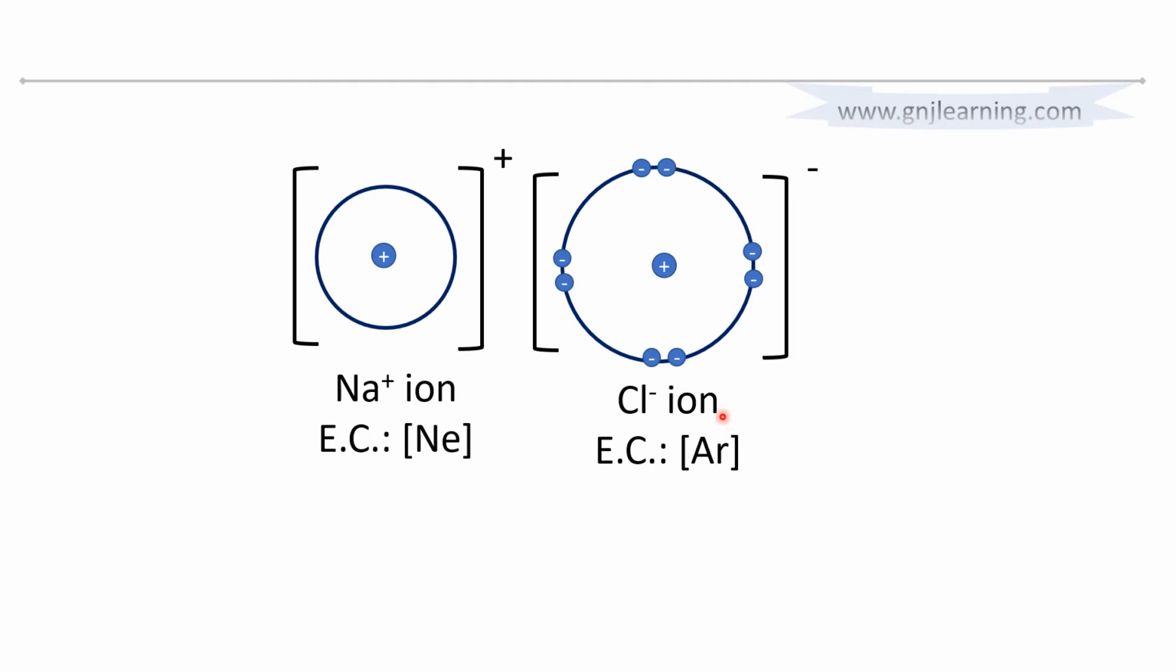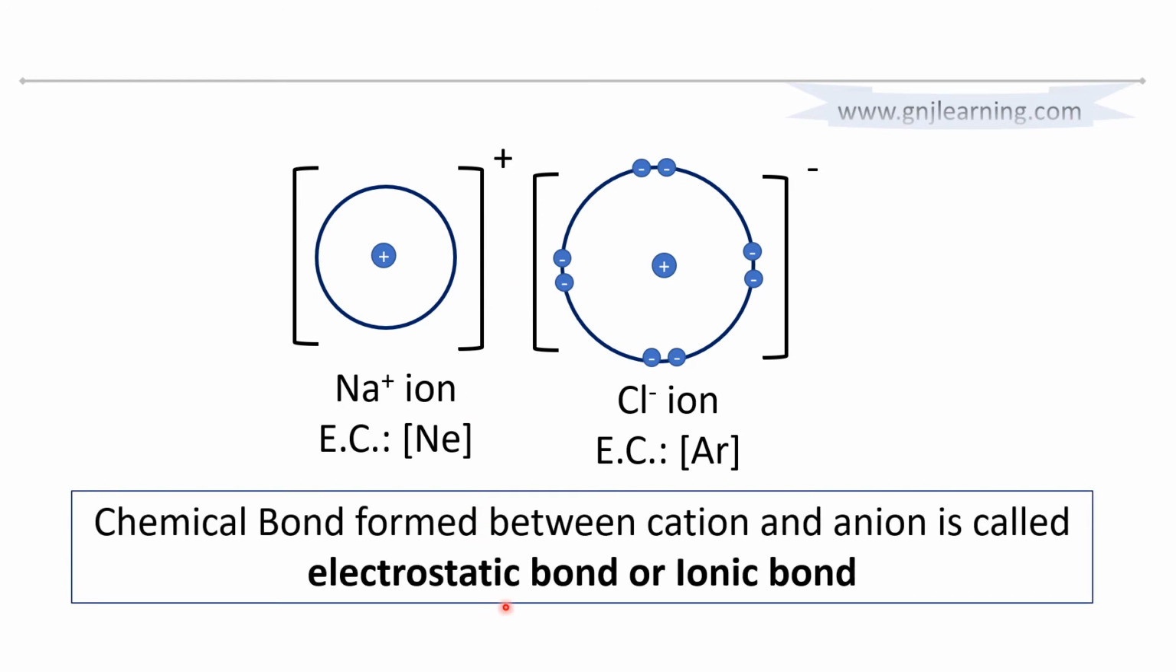So this was exactly explained by Kössel-Lewis. Atoms that do not have an octet will take part in chemical bonding. So what type of bonding is formed here between sodium and chlorine? Between the cation Na plus and the anion Cl minus, there is an electrostatic force of attraction, or electrostatic bond, which is also called an ionic bond. So the chemical bond formed between a cation and an anion is called an electrostatic bond or ionic bond.